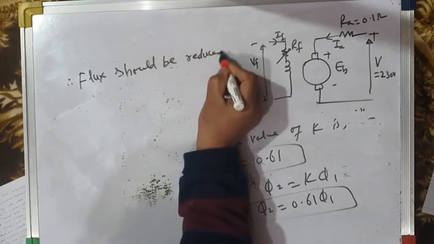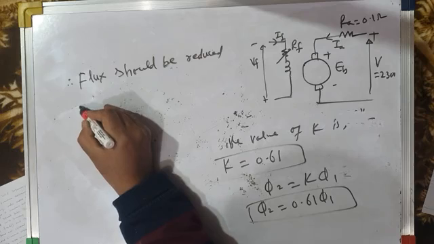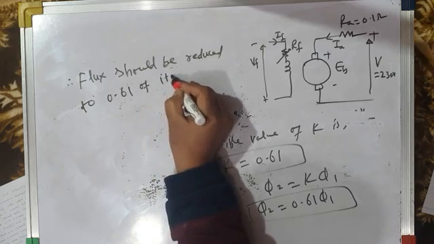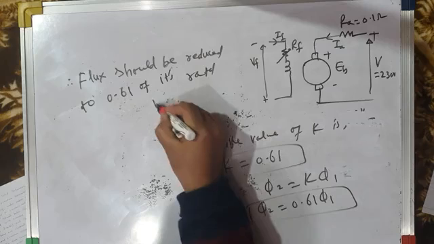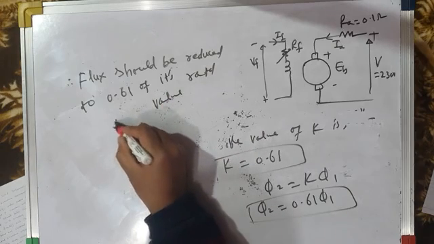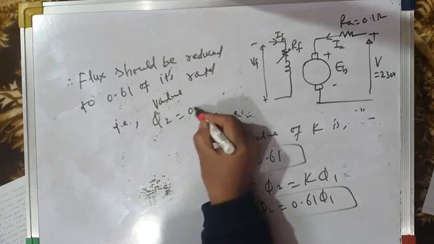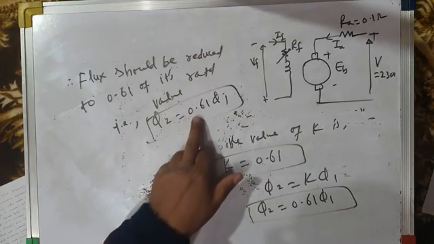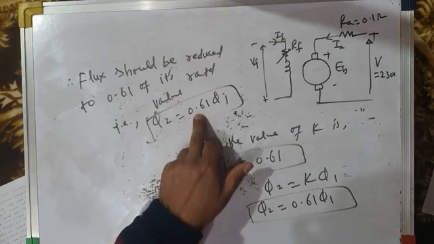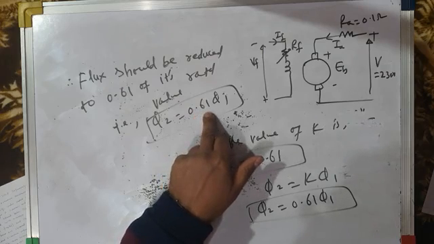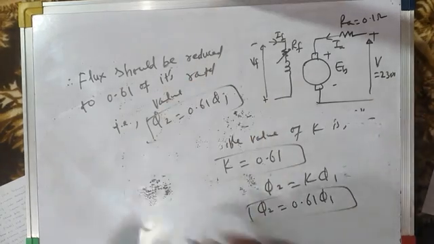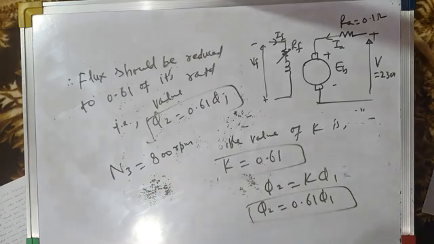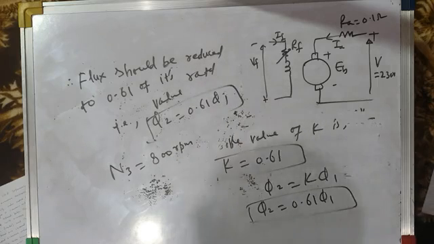So flux should be reduced to 0.61 of its rated value. That is, phi 2 should be 0.61 times phi 1. When you reduce the flux to 0.61 of phi 1, you get higher speed N3 equal to 800 rpm. So your motor runs at a speed greater than base speed. So that's all in this numerical problem.